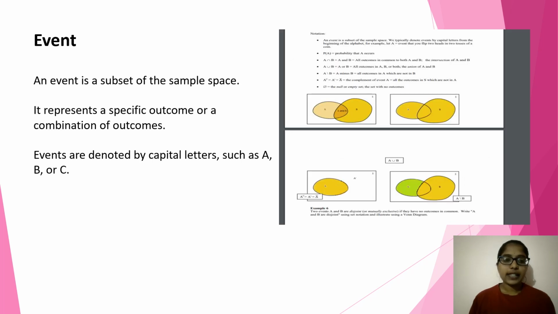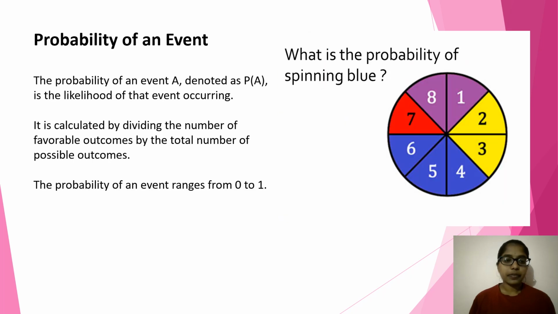Event. An event is a subset of the sample space. It represents a specific outcome or a combination of outcomes. Events are denoted by capital letters such as A, B or C.